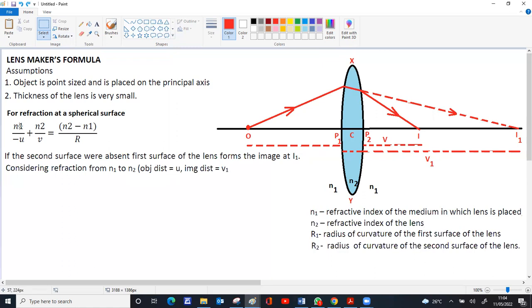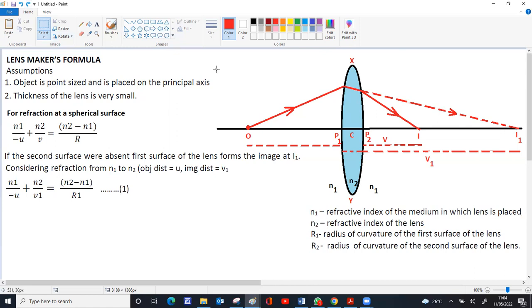N1 is N1 itself, the first medium. Refraction is from N1 to N2, so the first medium is N1, and N2 is again N2. The object distance is U. The minus is already there in the formula. The image distance is V1 for the first surface. The radius of curvature will be R1. So if you apply the formula, the result will come as N1 by minus U plus N2 by V becomes V1, equals N2 minus N1 by R1.